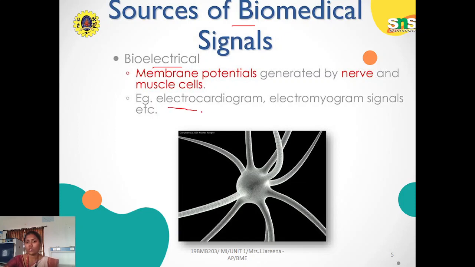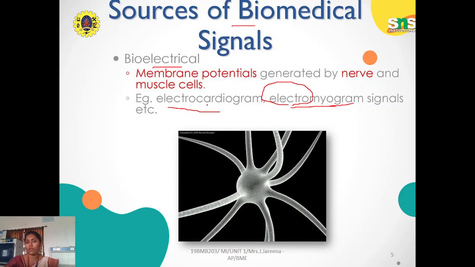One such is the electrocardiogram, and the second is the electromyogram. You might be familiar with these words, electrocardiogram and electromyogram. These are devices which measure electrical activity. The electrocardiogram measures the electrical activity of the heart muscles. The electromyogram is almost similar; here we measure the electrical activity of the muscle. Electro is the electrical signal generated from the muscle, so it is called electromyogram.